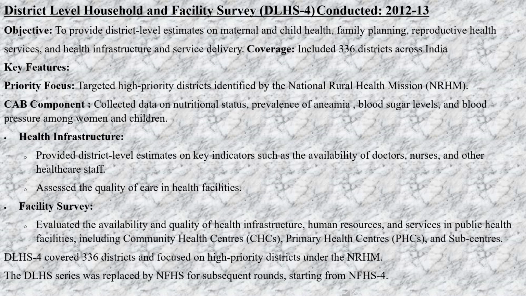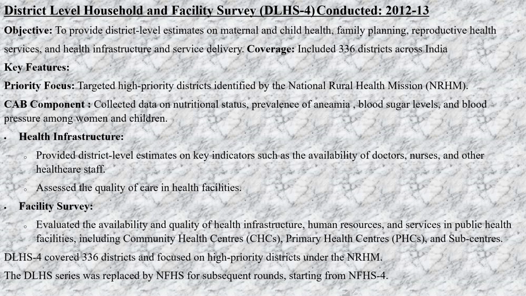District-level household and facility survey, DLHS 4. Conducted 2012 to 13. Objective: to provide district-level estimates on maternal and child health, family planning, reproductive health services, and health infrastructure and service delivery. Coverage included 336 districts across India. Key features: priority focus, targeted high-priority districts identified by the National Rural Health Mission, NRHM. CAB component. Collected data on nutritional status, prevalence of anemia, blood sugar levels, and blood pressure among women and children.